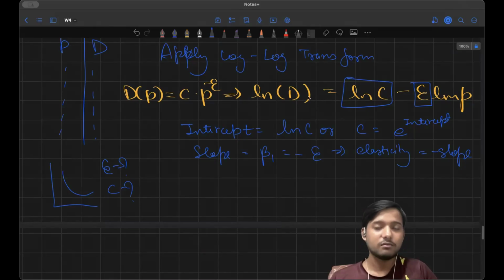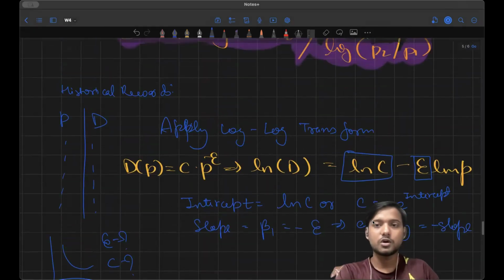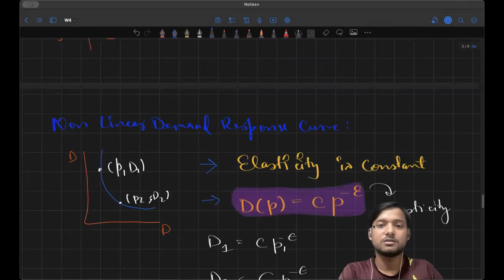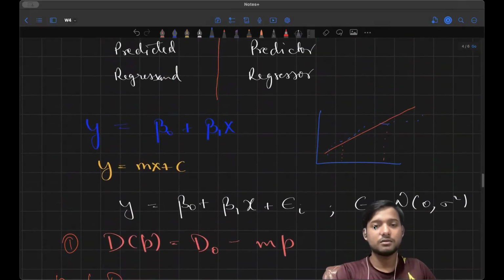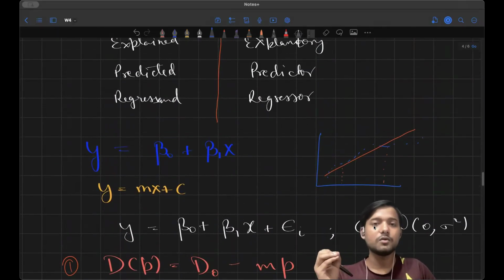After the conversion, I can get access to these things: my log C and this epsilon, which is my elasticity. That's just the comparison. After my linear regression, I get beta naught and beta 1. I know my intercept, which is beta naught, so if I take e to the power intercept, I will get my C. And the negative of the slope is going to give me the elasticity. I hope you got the basic idea why we study linear regression, because whenever we have to capture some linear trend, we need to deploy this method.